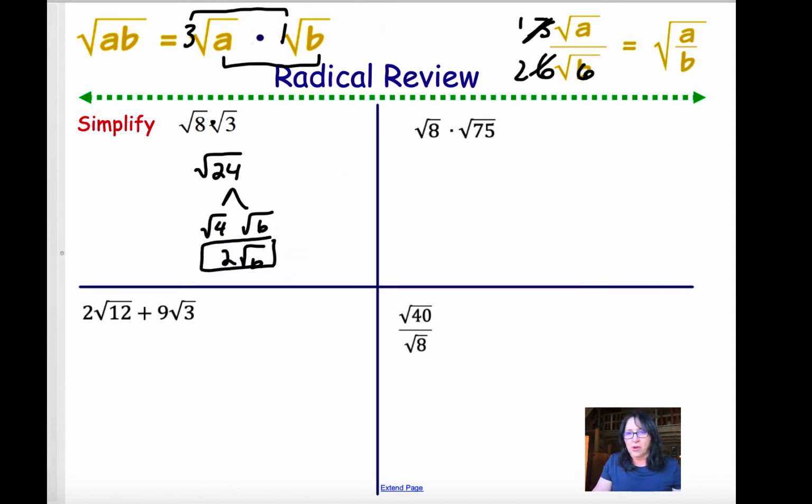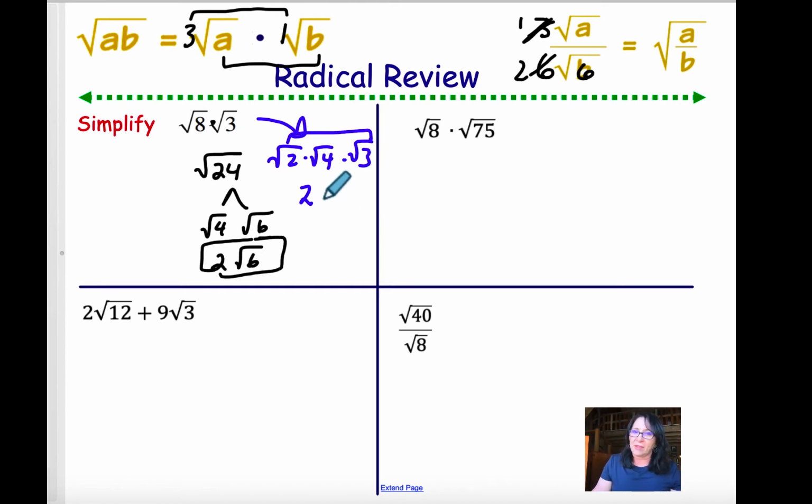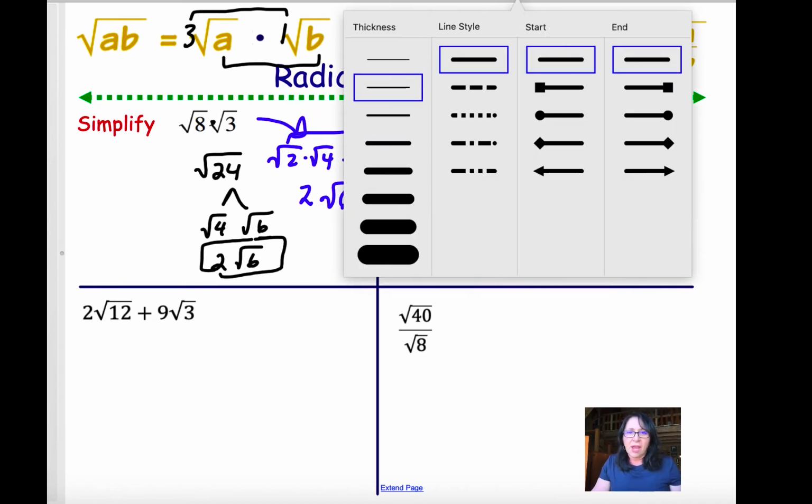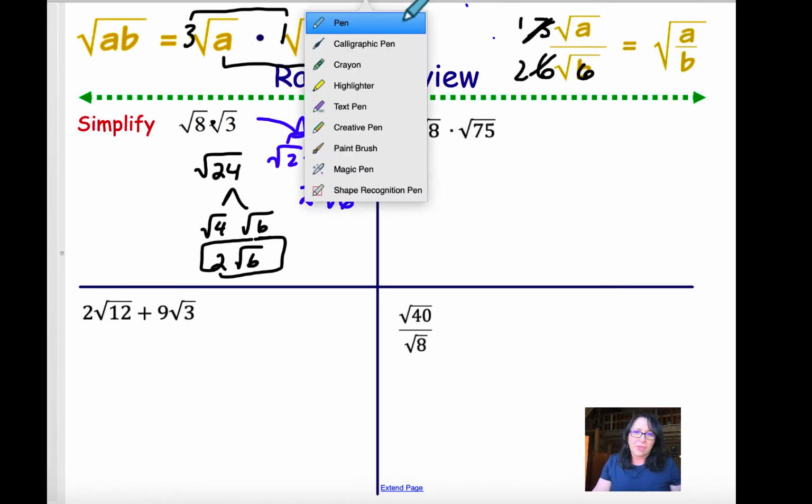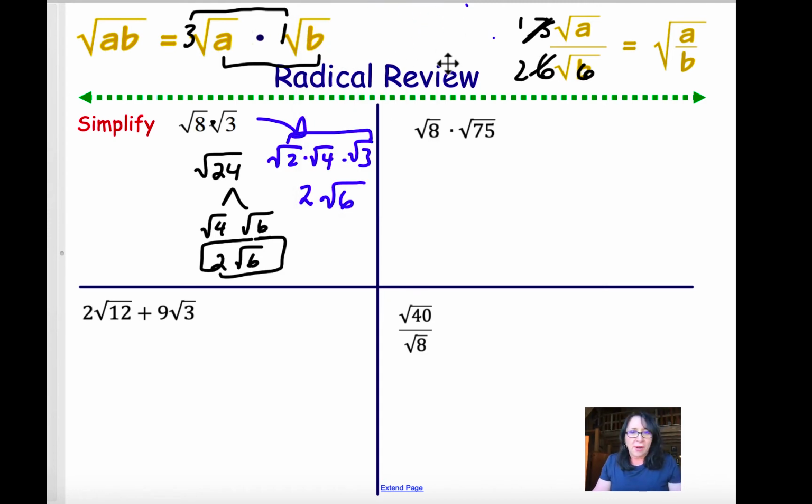Just a note, there are so many different ways to get to the same answer. From the very beginning, with root 8 times root 3, you could have said root 8 is root 2 times root 4, and then times root 3, where root 4 is 2, and then you have root 2 times root 3. Remember, roots can be multiplied together, so that's going to be root 6. I'm going to get the same answer, it's just a matter of which way you want to do this.